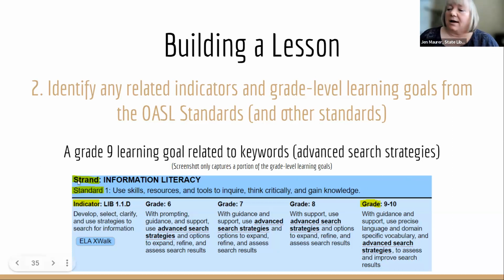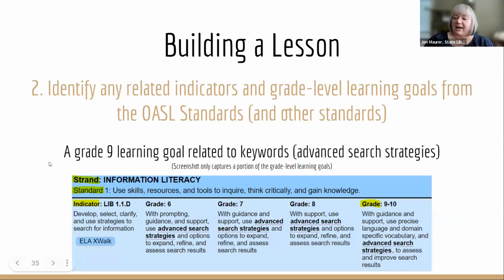And so I just wanted to reiterate what Lee was saying, that the OASL standards, there are 3 strands. Information literacy is one of them, and that's what we're focused on when we're teaching people how to do research. And then there are multiple standards, 3 to 5, I think, under each strand. So this happens to be standard number 1, use skills, resources, and tools to inquire, think critically, and gain knowledge. And then each standard has multiple indicators. And I can tell I'm on the 4th indicator because I'm on D right here.